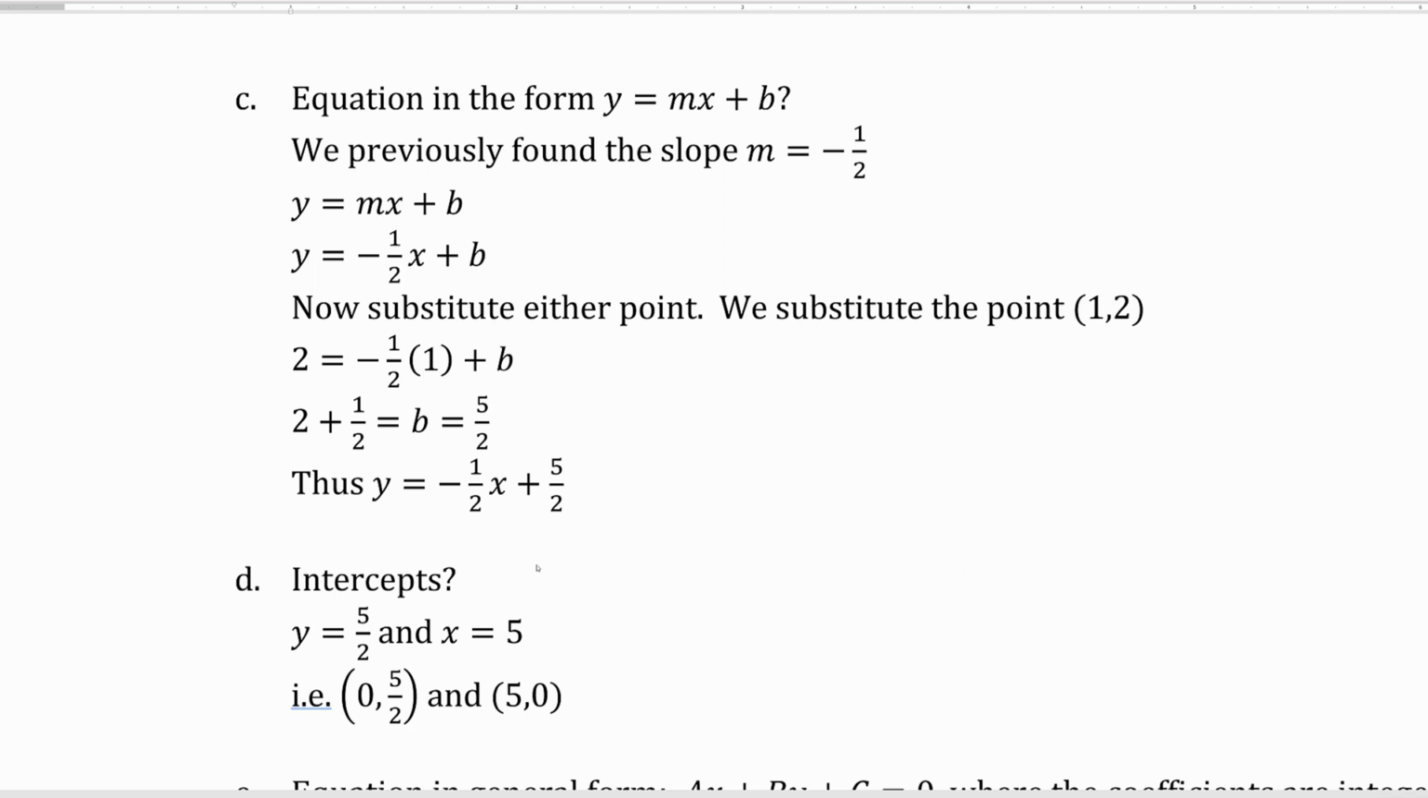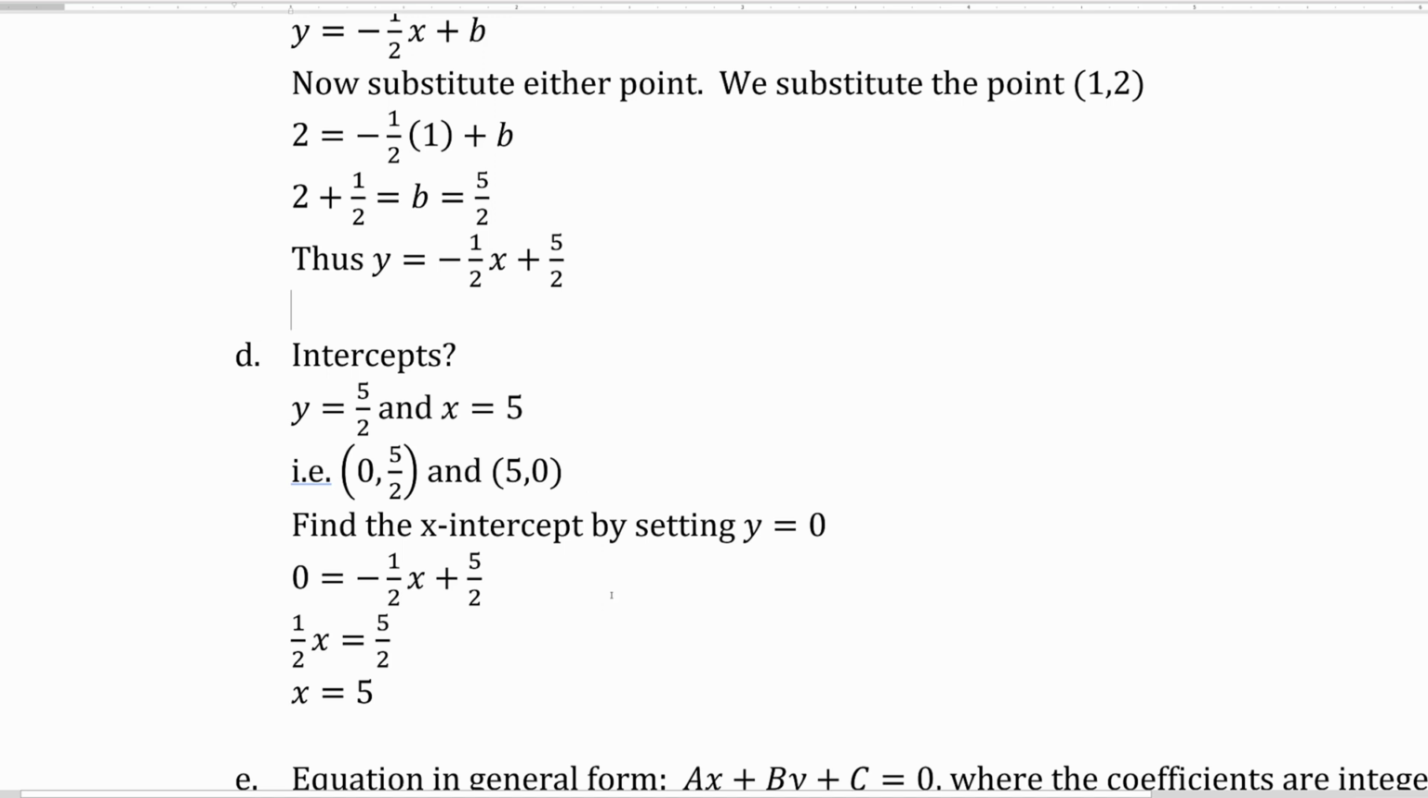Now, what are the intercepts? Intercepts are plural, so we need the y-intercept and the x-intercept. To find the y-intercept, we recognize it here, 5 over 2. We find the x-intercept by setting y equals 0. 0 equals negative 1/2 x plus 5 over 2. We throw the negative 1/2 x over, and we multiply both sides by 2. We arrive at x equals 5. And the x-intercept of 5 implies that y equals 0.